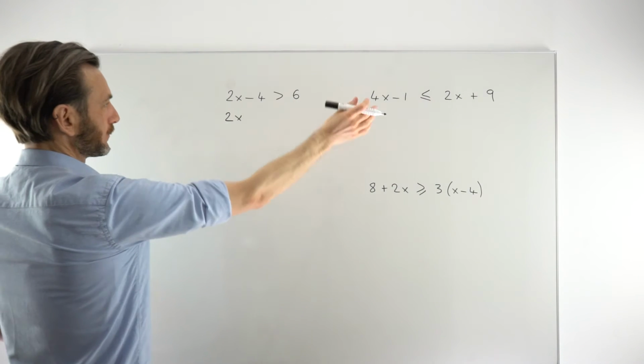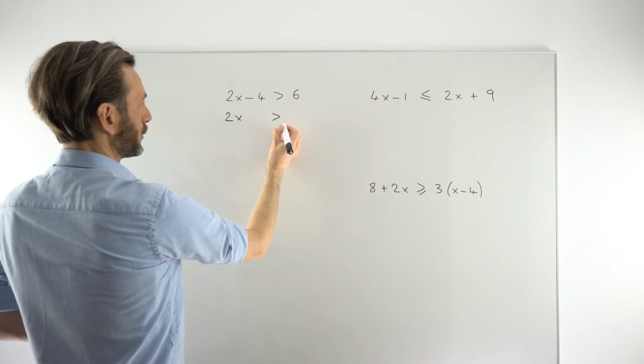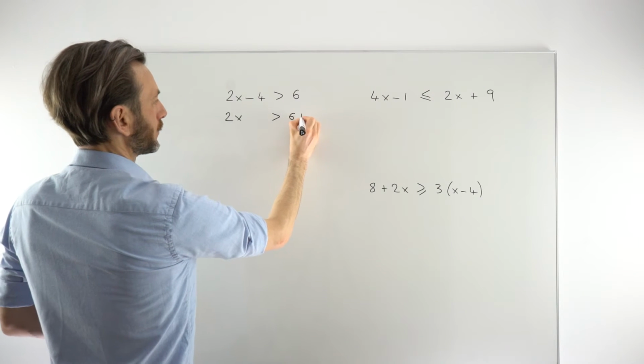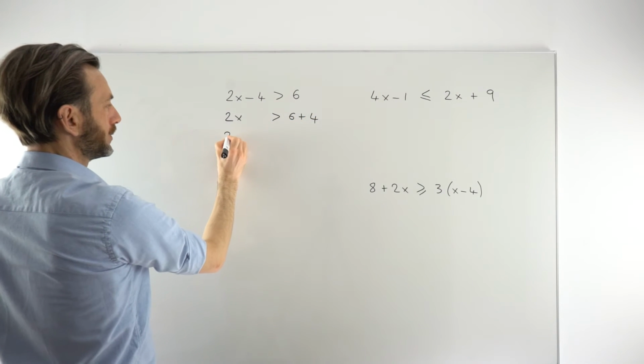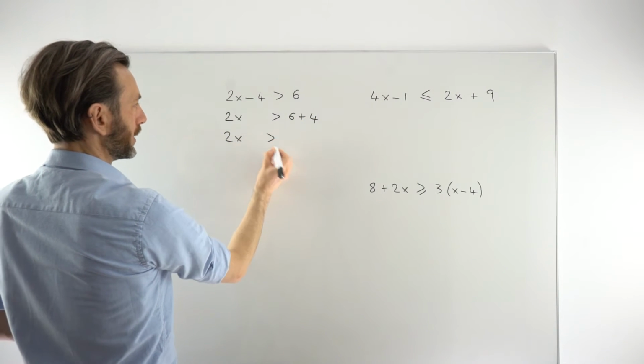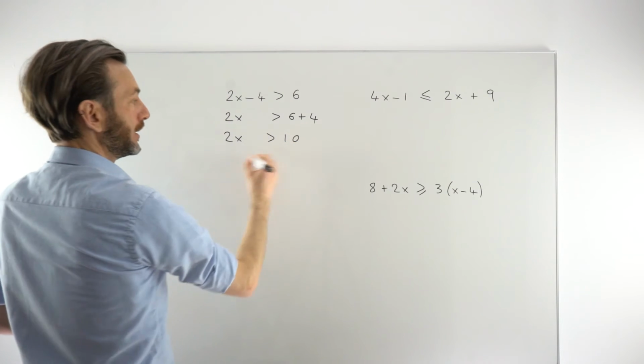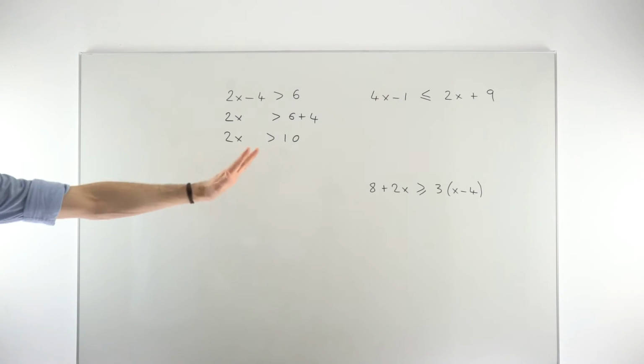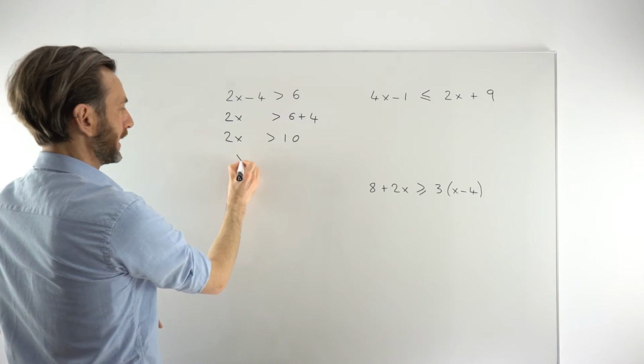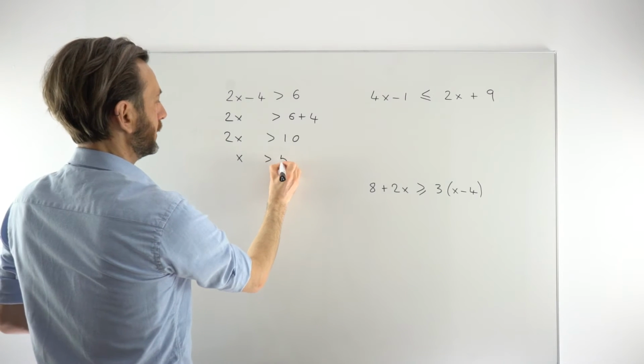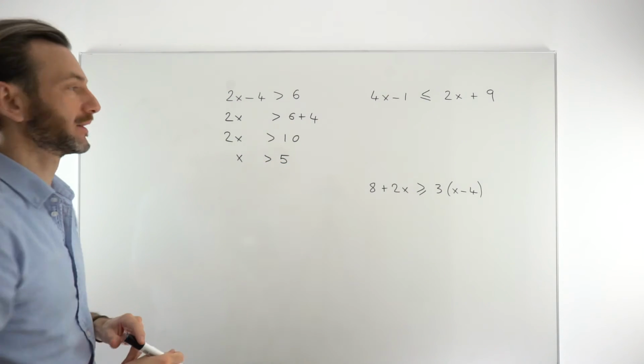We're going to move the -4 to the right, so it works just like an equation. That will become a +4. So 6 plus 4. So we've got 2x is greater than 6 plus 4 is 10. Just the same thing as an equation, divide both sides by 2, and we get x is greater than 5. And that is a solution to that inequation.